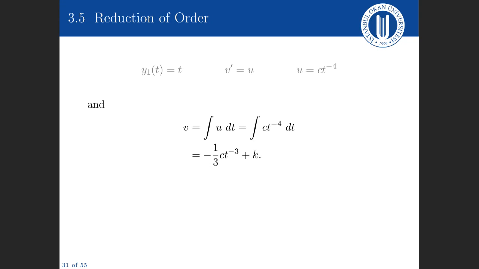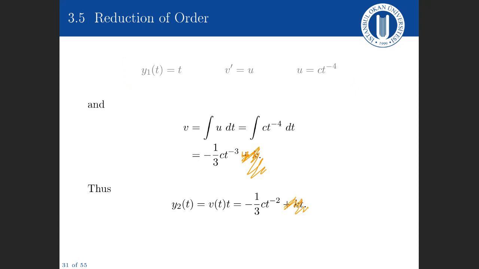So to recap, we started with y1 is equal to t. We did the substitution, v prime is equal to u, and we found that u is equal to c t to the power minus 4. Integrating u gives v. V must be minus 1/3 c t to the power minus 3 plus k. We don't need the k term. Always, we don't need the k term. We can forget about that.